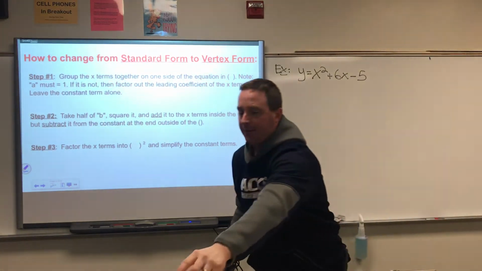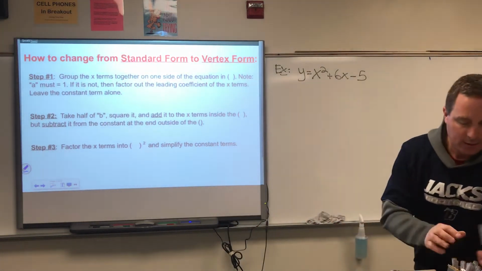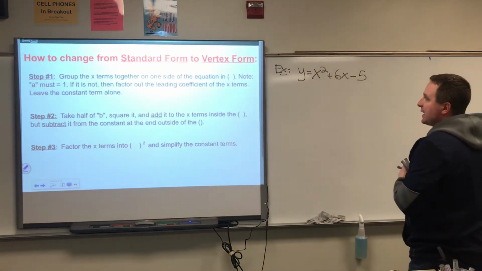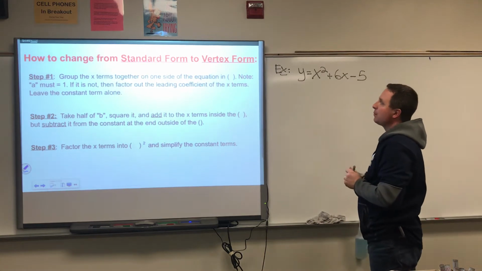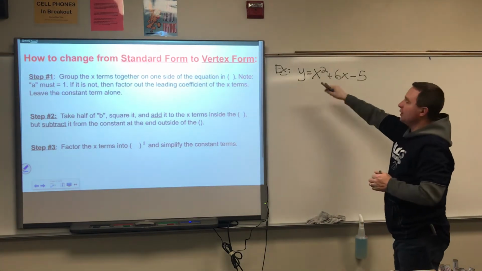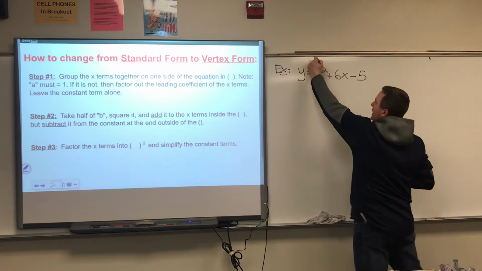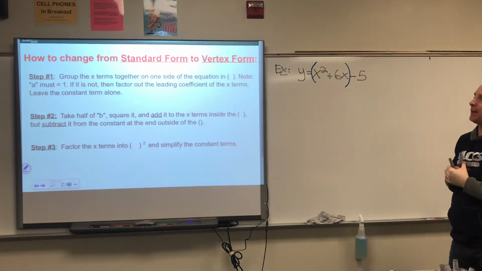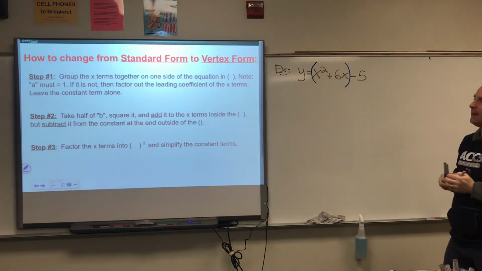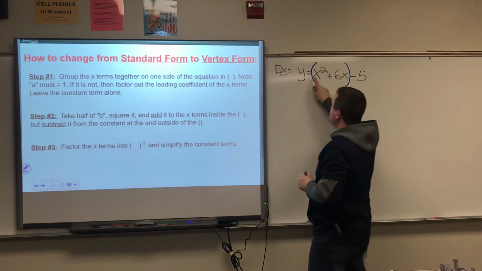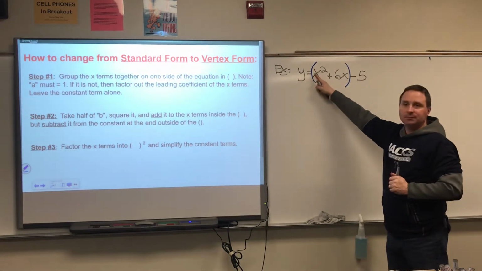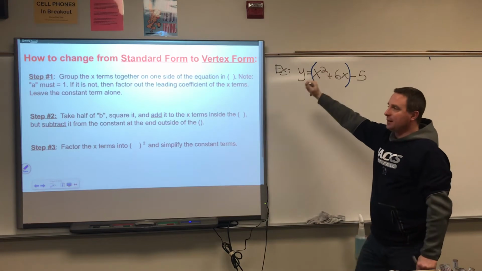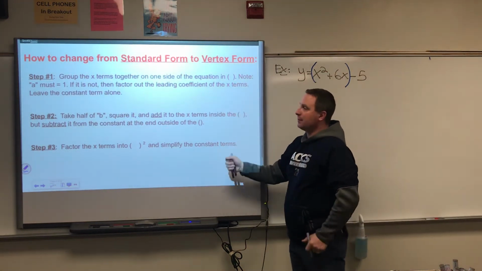If I read step number 1 here, what we're going to do is group the x terms together on one side of the equation and put them in parentheses. So here are my x terms right here. I'm going to group the x's together in parentheses. I'm not going to move the 5 over. We're going to keep everything in its spot. It says, note the a, the number in front of x squared, must be a 1. Now there isn't a number there, so that means it's 1. So we're all good. If it's not a 1, then we have to do something with it.